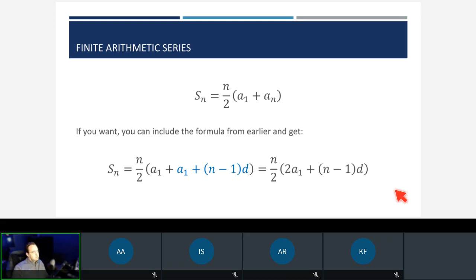It is not an infinite series. So hold that thought. Yes, we will do infinite arithmetic series. I don't think we do it today, though.